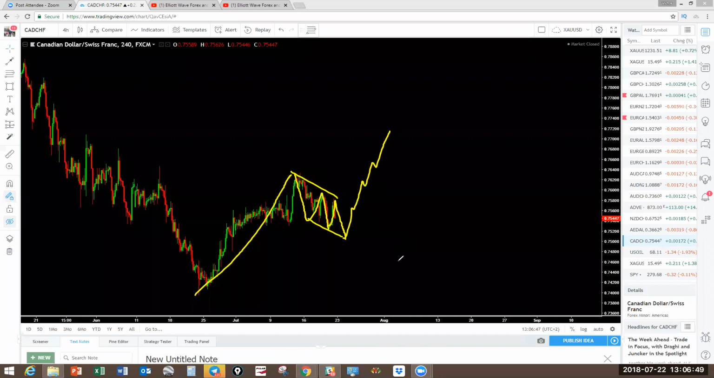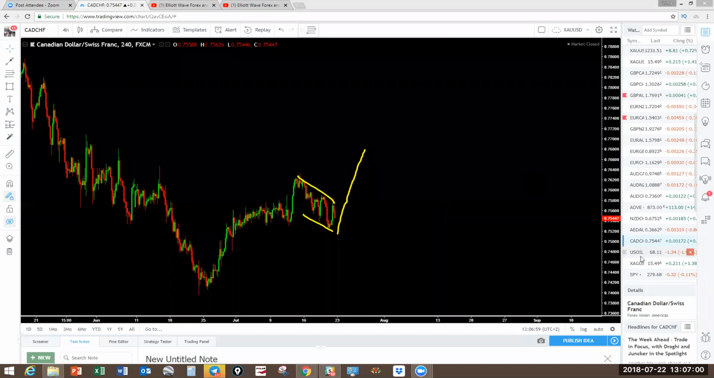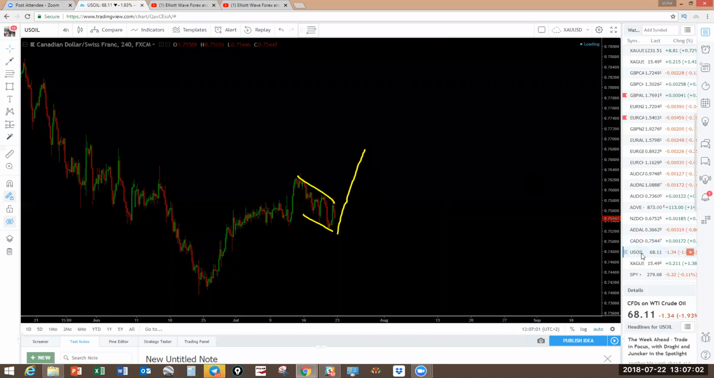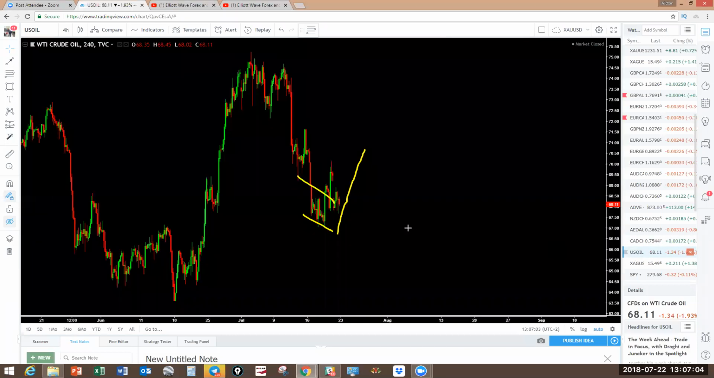Does that mean that oil will be strong? Let's do oil and see. So here you need to wait for this corrective structure to complete for a bit of a move to the upside. Let's look at oil, and then we're going to look at silver and gold. Okay, let's have a look here.